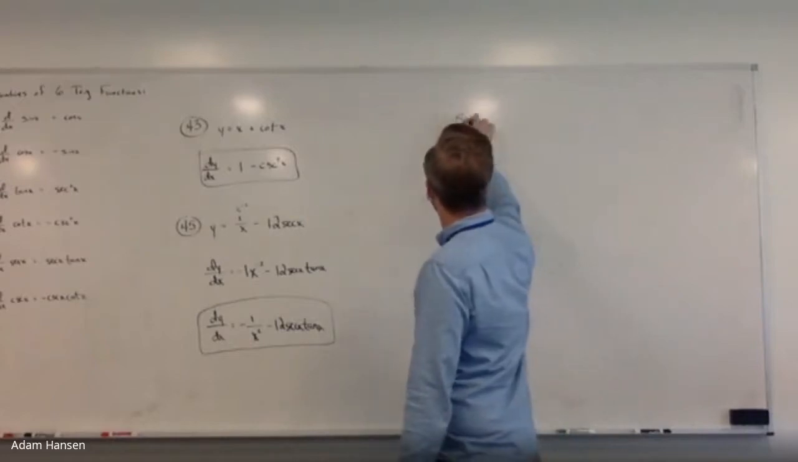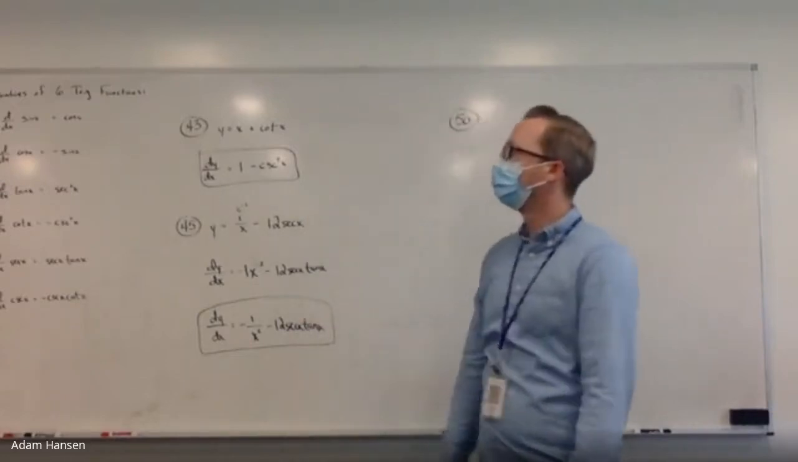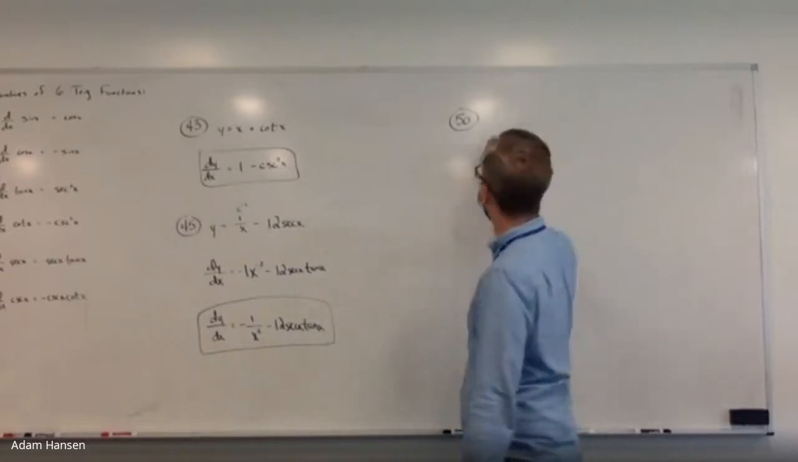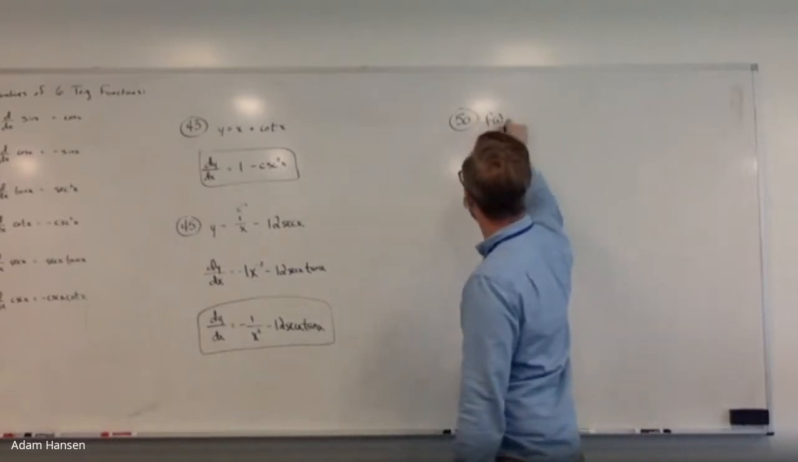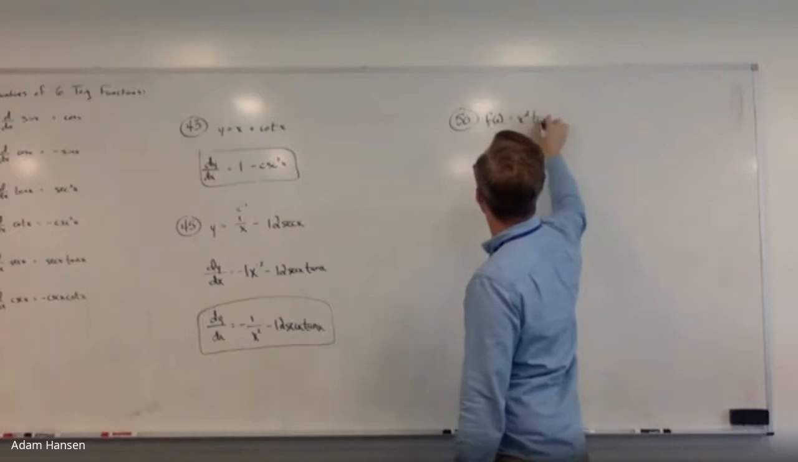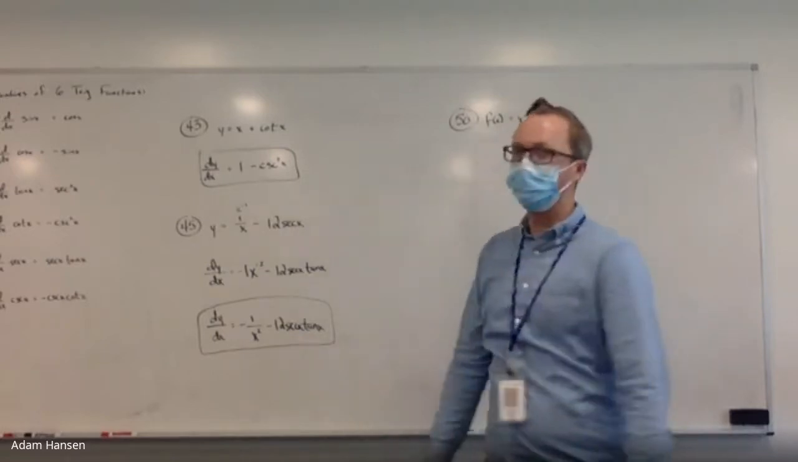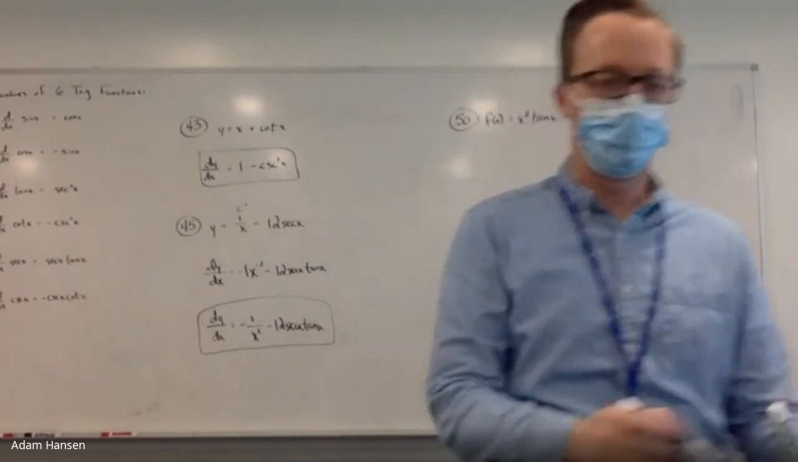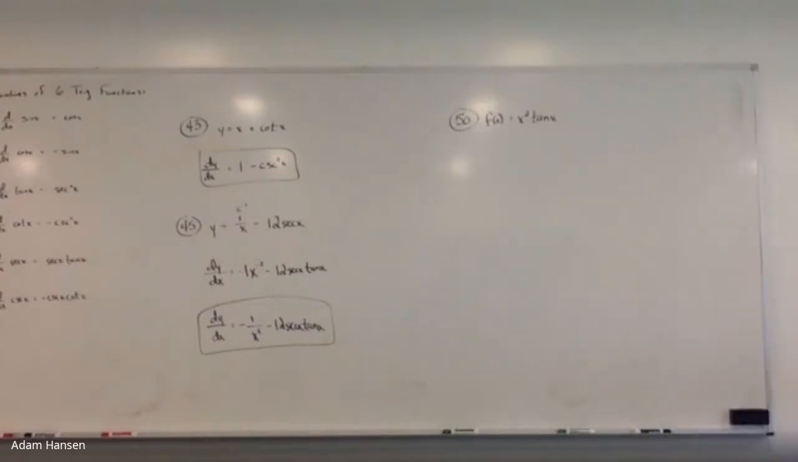About 50. f of x equals x squared times tangent x. How do we take the derivative of x squared tangent x? I'll tell you, it's not just the derivative of x squared times the derivative of tangent x. What rule would I have to use to find that derivative?